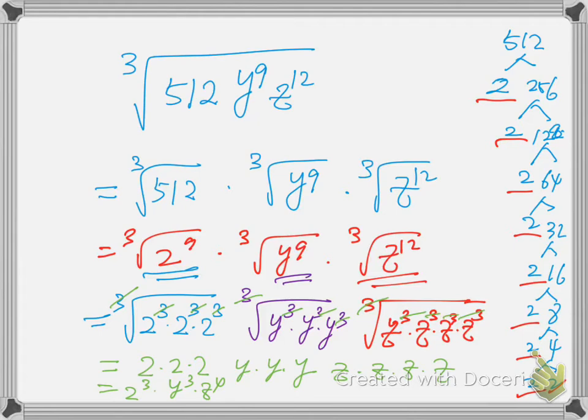Okay, so let me repeat. First, we rewrite it as 3 radicals, and then split the big number to get some powers. And then we change them all to the 3rd power. And then the cube root cancels with the 3rd power. We got the answer.